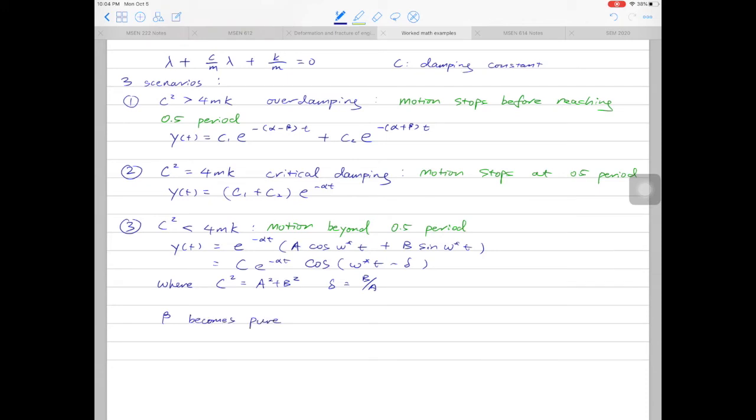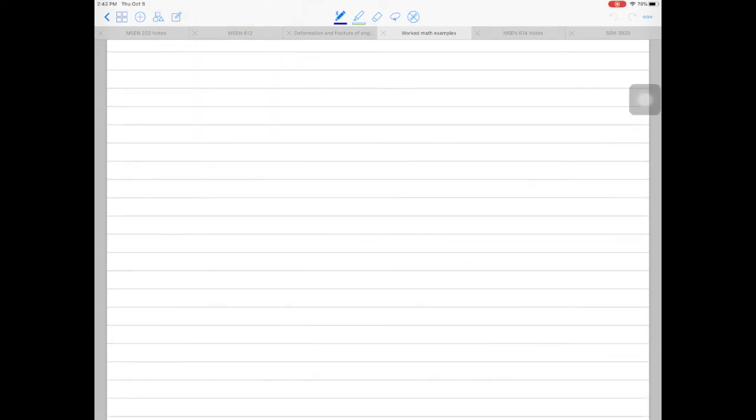The equation that describes the motion contains both alpha and beta. But in the critical damping and the underdamping cases, there's no more beta. This is because beta becomes pure imaginary, and beta can be written down as i omega star. Omega star, or omega asterisk, can be written down as the square root of k over m minus c squared over 4m squared. The real part and the imaginary part of the oscillation equation is very important when you study wave mechanics.